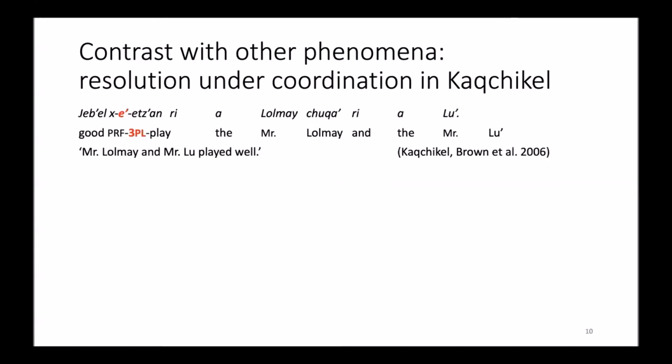All right, so you might already know where I'm going with this one. Let's take a look at the behavior of resolution or coordination in the same language, in Practical. So we have a sentence like Mr. Lolmay and Mr. Liu played well. We are not dealing with Omniverse agreement anymore. This is an intransitive sentence that here has a coordination, Mr. Lolmay and Mr. Liu. And what we see in terms of agreement is a third plural morpheme on the verb.